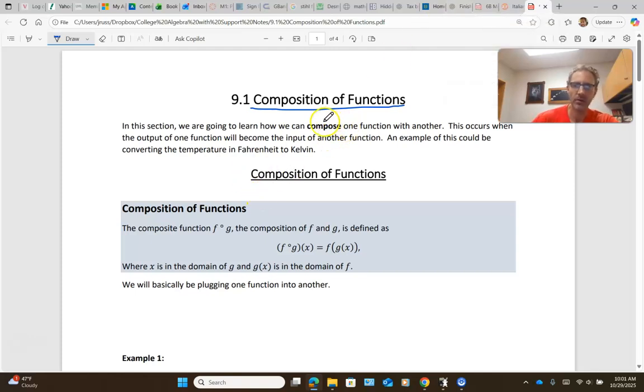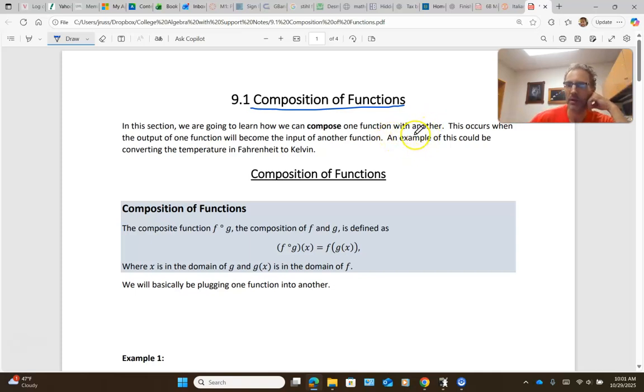So composing one function with another, that just means you're plugging the output of one function into another function. Okay, so you're going to have two functions, and the output of the first function will become the input for the second function.